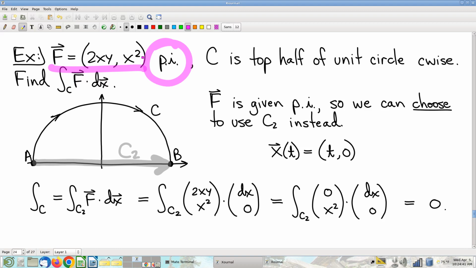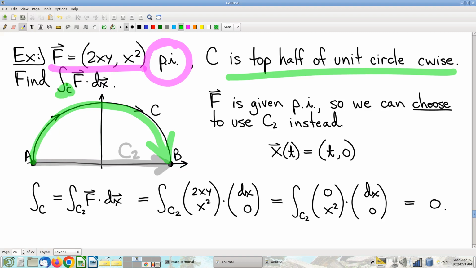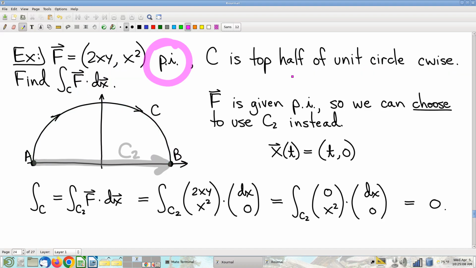Suppose we know this vector field is path independent. And I want to move clockwise on the top half of the unit circle, like so. And I want to compute the line integral over that curve of this path-independent vector field. How are we going to do that computation? And of course, you could plug and chug, parameterize, pull back, all that stuff. Okay. Here's the thing, though.